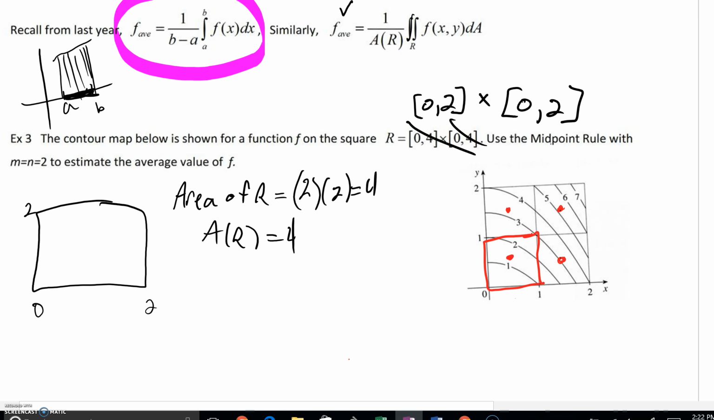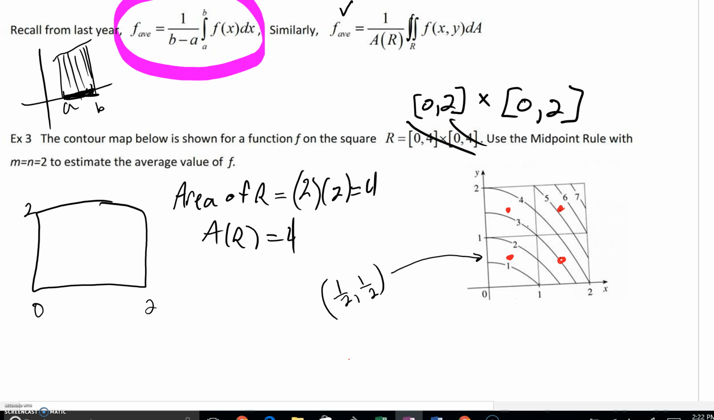Now, it's important for us to note that we don't have a function to substitute these points into. Like this first point right here, of course, would be 1/2, 1/2. But unlike our last example, we don't have a nice function where we can just plug that in. That's where the contour map is really coming into play.